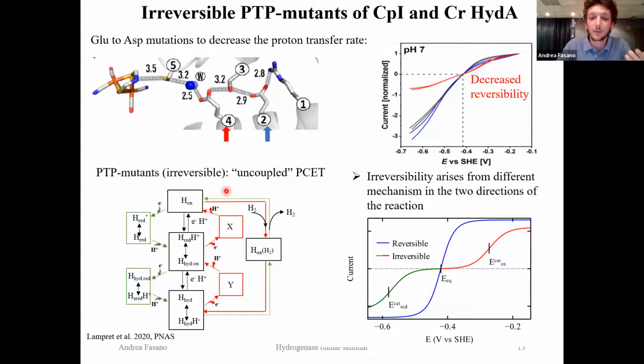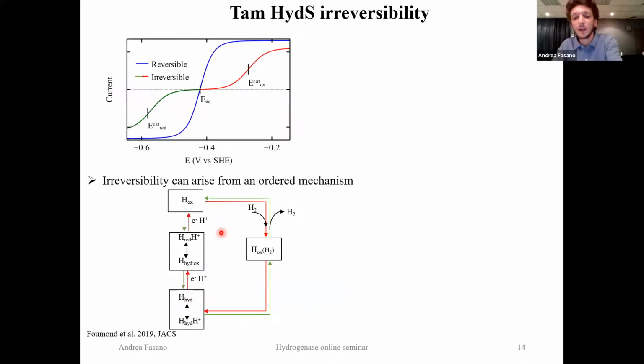And this leads to a very strong conclusion, that is that the irreversibility of these mutants comes from actually two different catalytic pathways. One that operates at low potential in the reductive direction of the reaction, which is here in green, and a different catalytic pathway that operates at high potential in the oxidative direction of the reaction, here depicted in red.